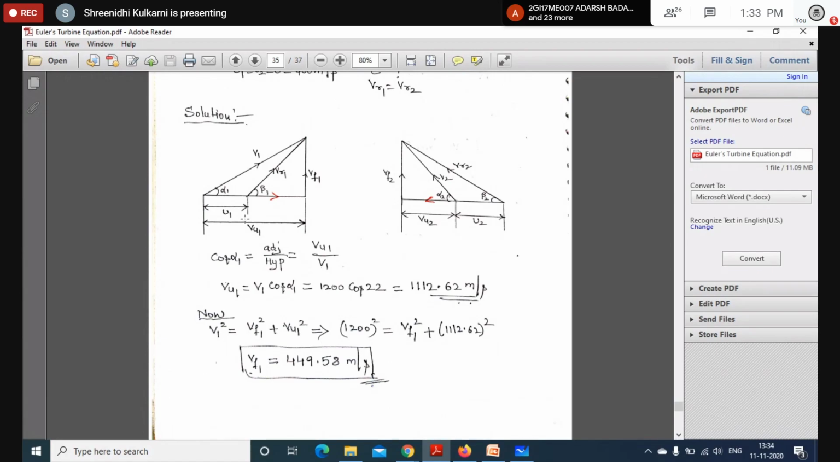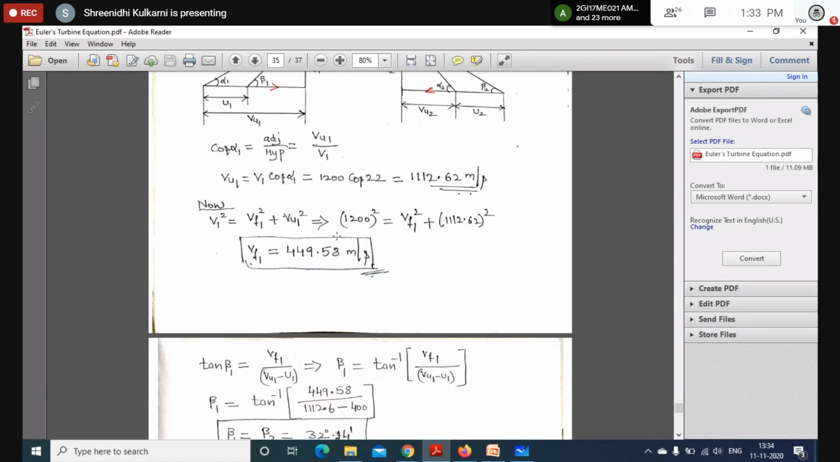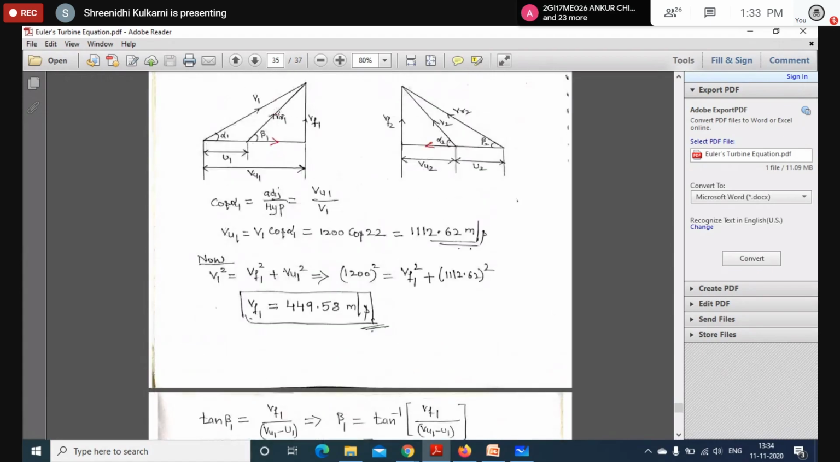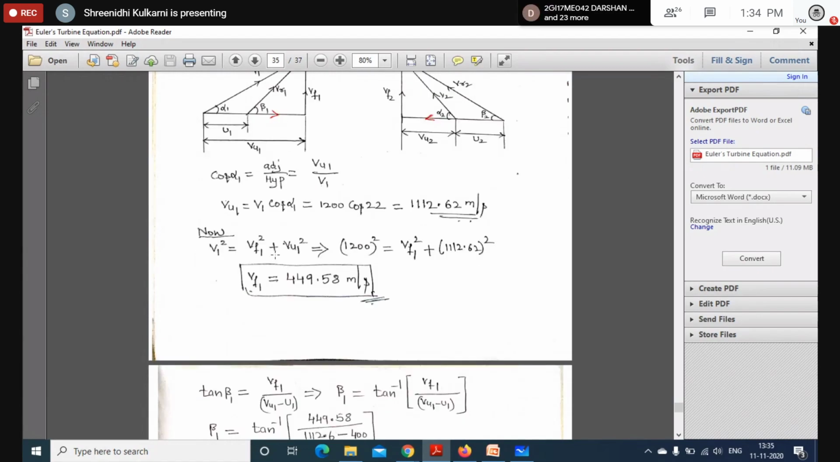So next we want to find out what is the blade angle. For that, I will come to this velocity triangle. What is tan beta 1? So tan beta is opposite by adjacent. What is opposite? It is VF1. And what is this distance? It is VU1 minus U1. So we will get tan beta 1.